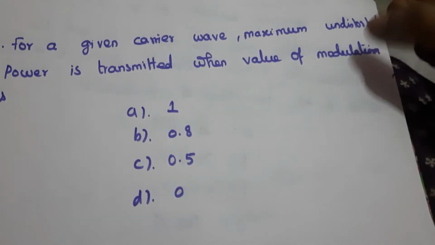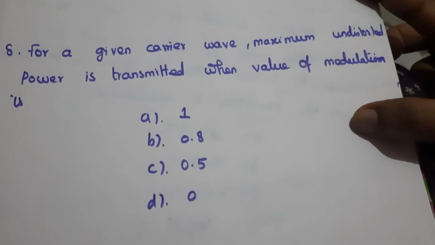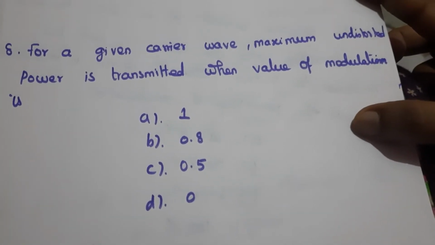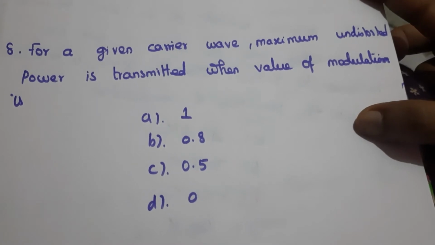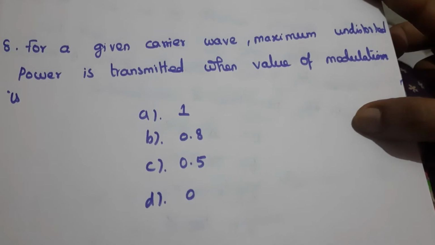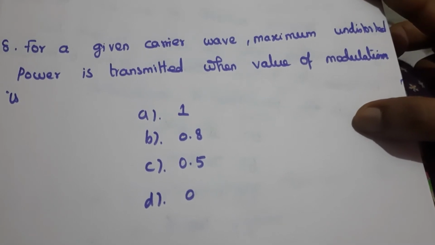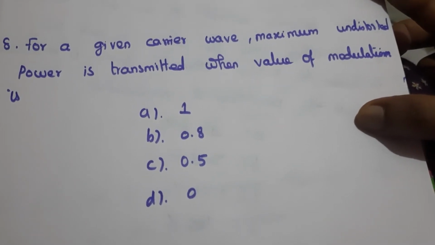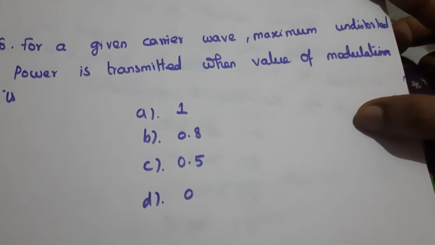Eighth question, for a given carrier wave, maximum undistorted power is transmitted when value of modulation is.